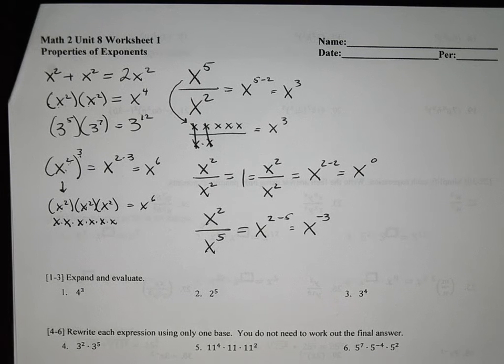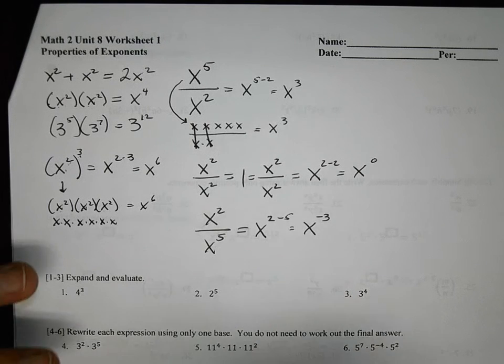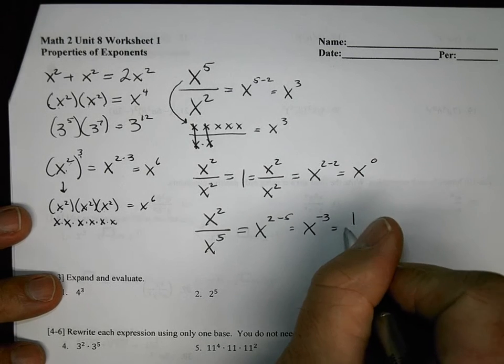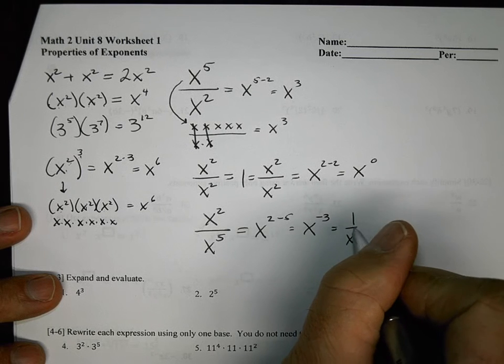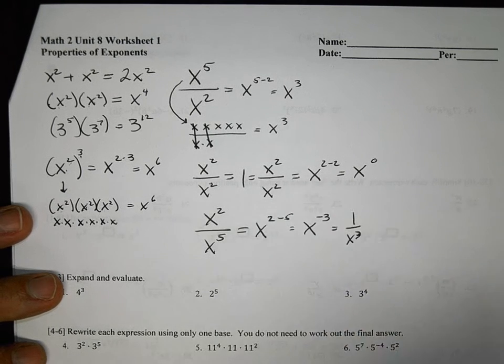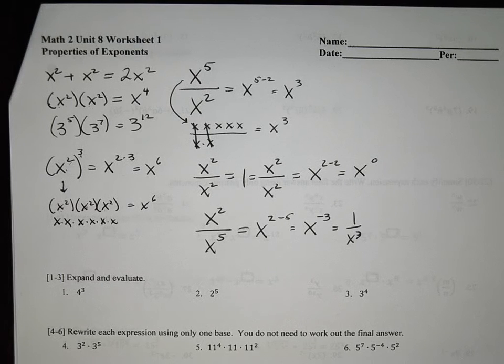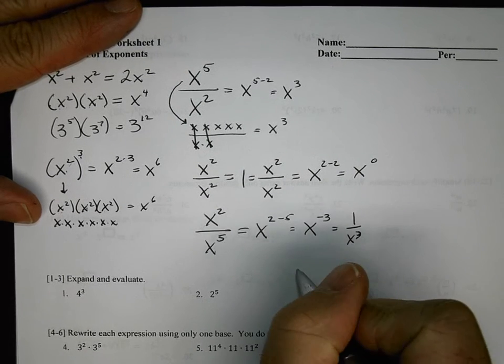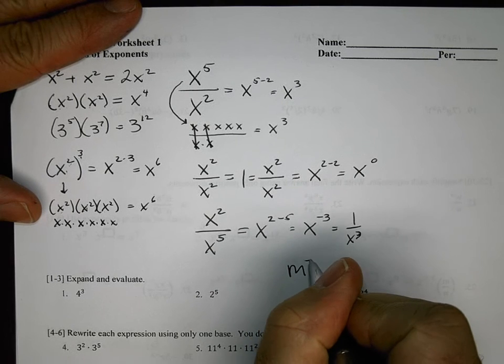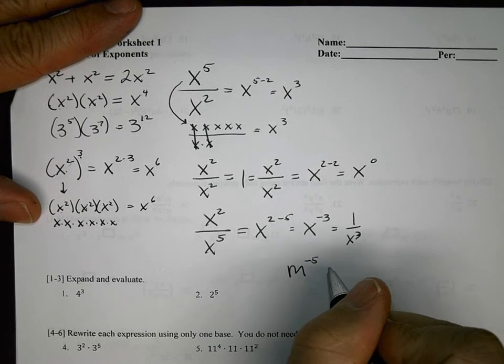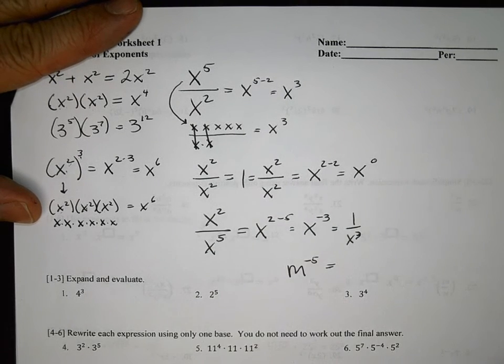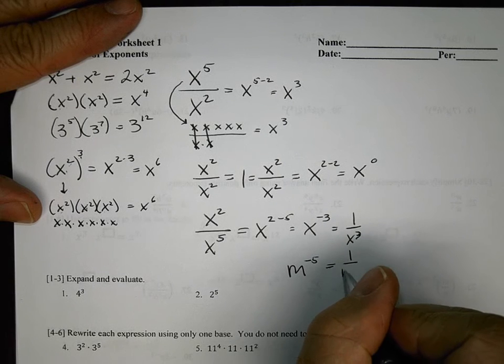Reciprocal. So, what is the reciprocal of x to the 3rd? 1 over x to the 3rd. I know that's what you meant. Okay? So, let's say, what if we had m to the negative 5? Well, the reciprocal of m to the 5th is simply 1 over m to the 5th.